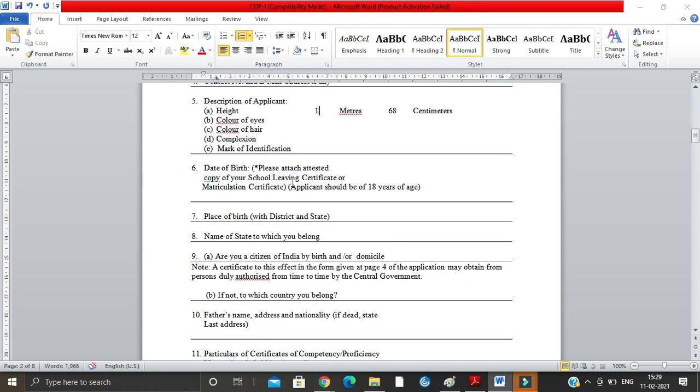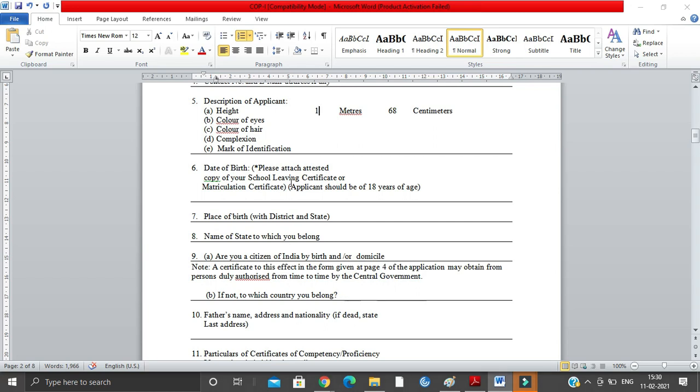Date of birth, here you have to write down your date of birth, and also you have to attach the proof of date of birth. You can attach the date of birth certificate, an attested copy, or if you don't have the date of birth certificate, and many people don't, you can put the 10th certificate. Do not attach the 10th mark sheet, attach the 10th certificate.